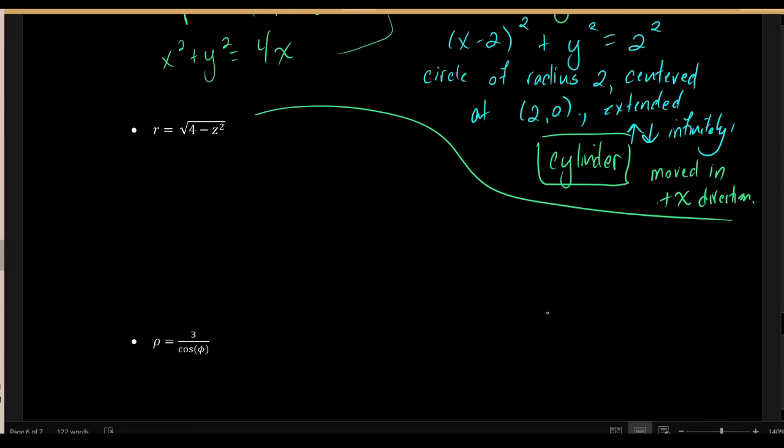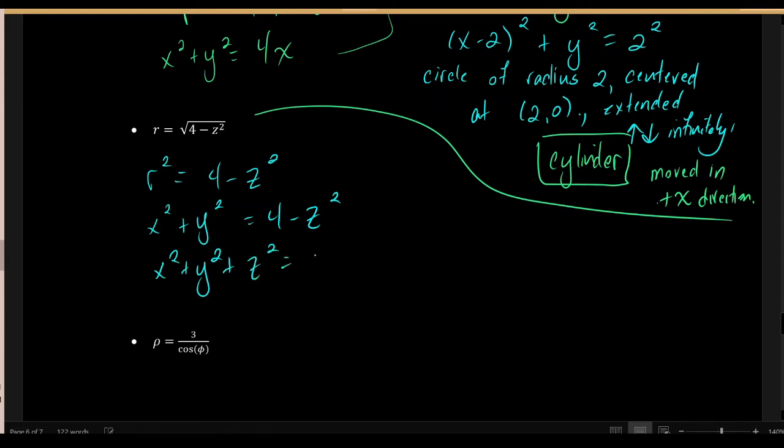We have r equals the square root of 4 minus z squared. I don't recognize this equation, but let's see if it becomes more familiar if I express it in an alternative coordinate system, for example, rectangular. If I square both sides to get an r squared, I replace r squared with x squared plus y squared, and I can rearrange this into the equation of a sphere.